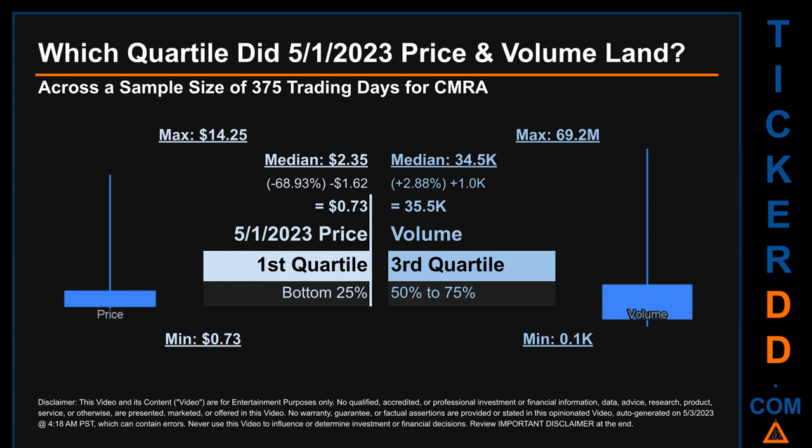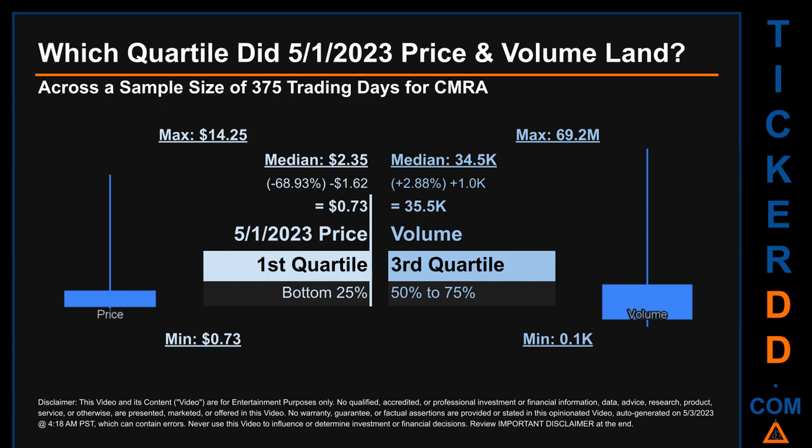Which quartile did the 1st of May 2023 price and volume land? Across a sample size of 375 trading days, the maximum end-of-day price for CMRA was $14.25 while the minimum was 73 cents. Within that price range, the 1st of May 2023 price, of 73 cents, landed within the first quartile, meaning it was within the bottom 25% of all sampled end-of-day prices.